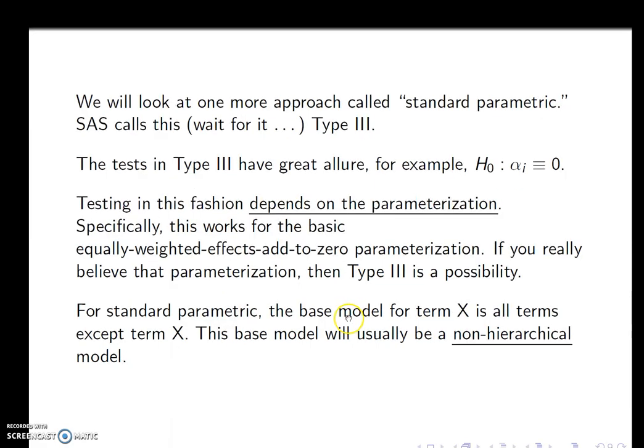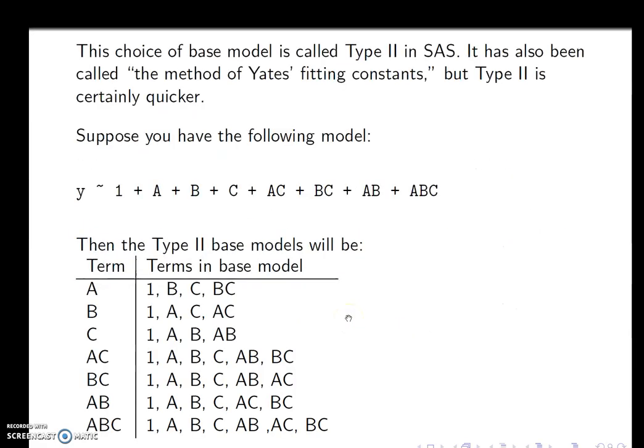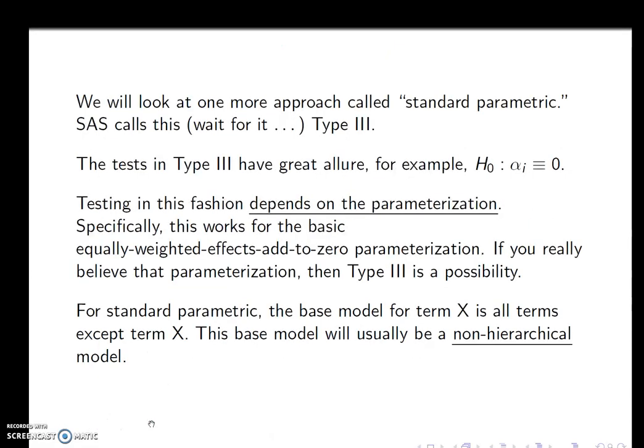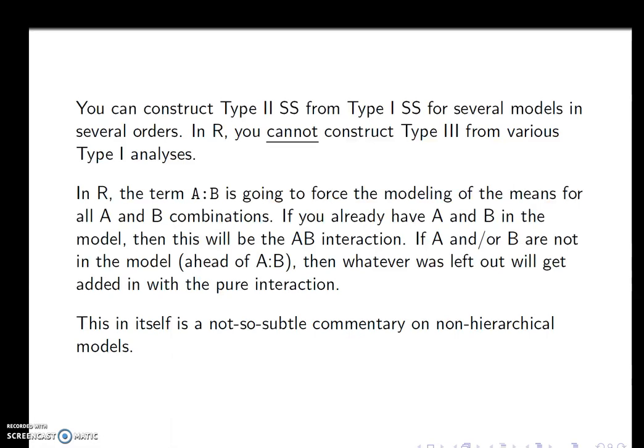For example, if we go, let's go this way. If we're testing, say, A, we not just have the everything but terms, but every other term that could be in the model. Okay, that's the difference. We can construct type 2 and type 1 sums of squares in R, but in R we don't really construct type 3, and I don't know that we want to anyway.